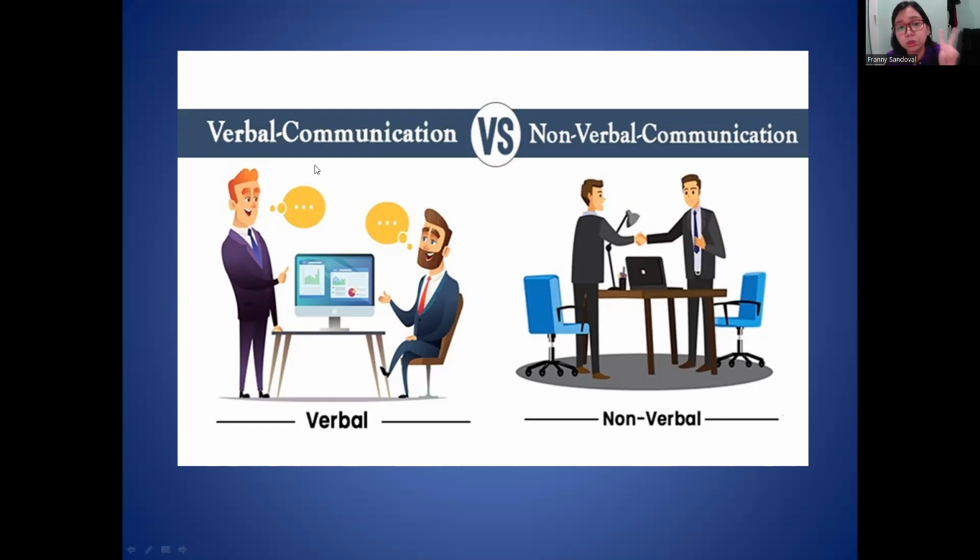So what are the two types of communication? And what is the difference of verbal communication from non-verbal communication? When we communicate with others, we communicate by using language or words. But we also communicate non-verbally. So what do I mean by that?